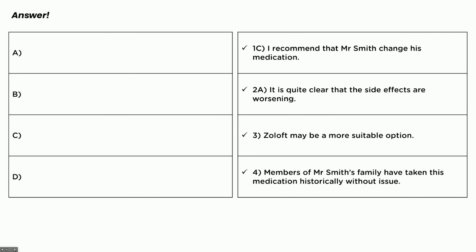There you go. That's a pretty straightforward introductory sentence. The reader will immediately know what the paragraph is about. It is quite clear that the side effects of the medication are worsening. Zoloft may be a more suitable option. Members of Mr. Smith's family have taken this medication historically without issue. There you go. So that's an example of a type of paragraph, a recommendation paragraph.